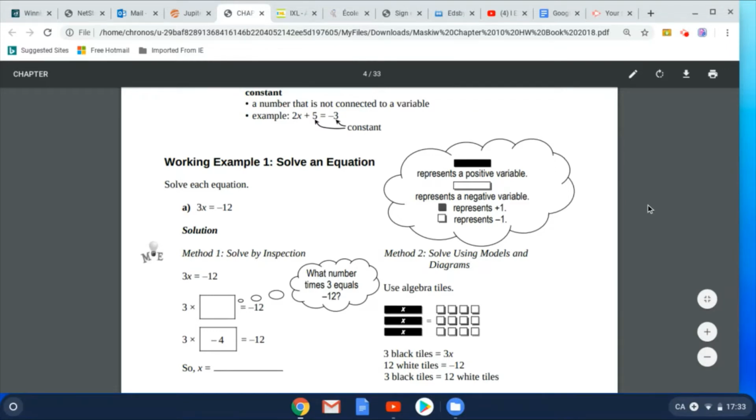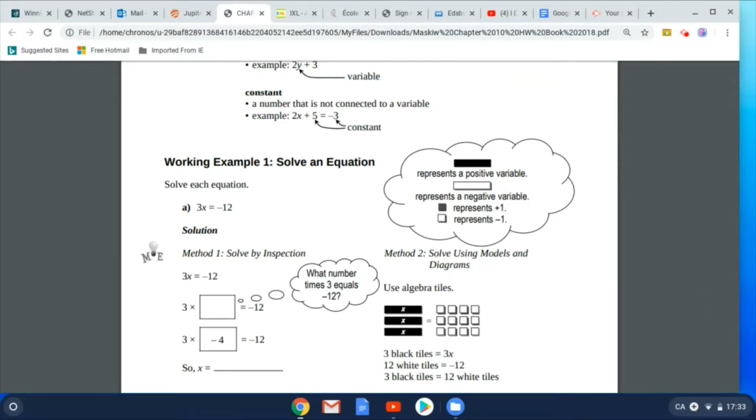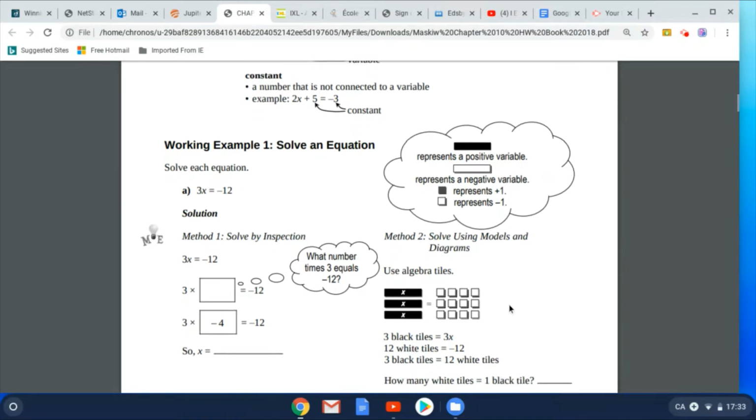I'm just going to highlight a few questions on page 526 to 529. So we're looking at solving equations using either inspection or models. Inspection simply means that when you see it, you just know the answer, and using models is using the tiles that we've been looking at the last few days. So if I look at this question, 3x equals negative 12, I just know that 3 times negative 4 is negative 12. That's called inspection, so x would be negative 4.